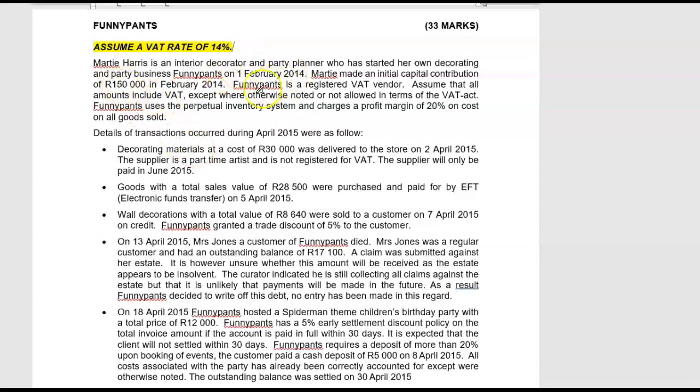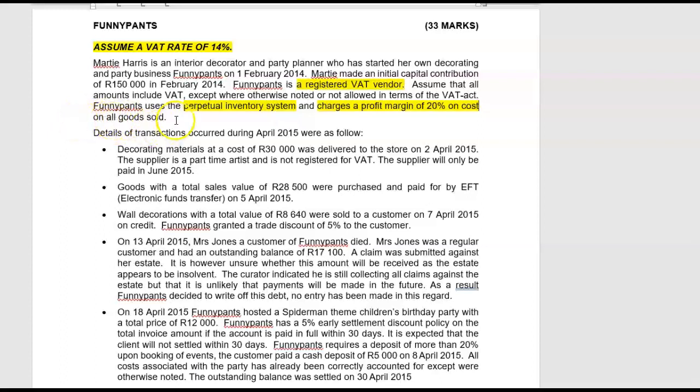Marty Harris is an interior decorator and party planner who has started her own decorating and party business, Funny Pants, on 1 February 2014. Marty made an initial capital contribution of $150,000 in February. Funny Pants is a registered VAT vendor. Assume that all amounts include VAT, except where otherwise noted or not allowed in terms of the VAT Act. Funny Pants uses the perpetual inventory system and charges a profit margin of 20% on cost on all goods sold.